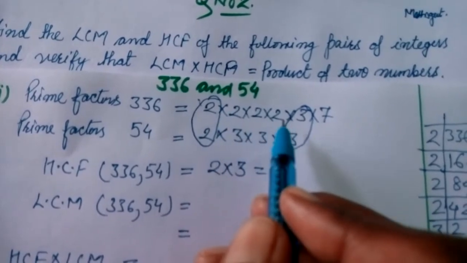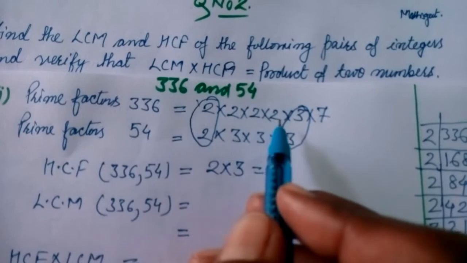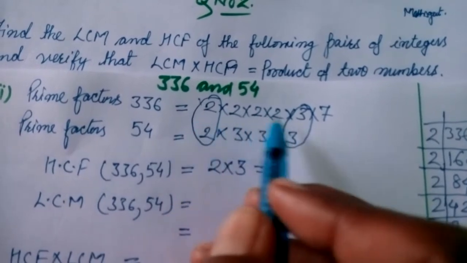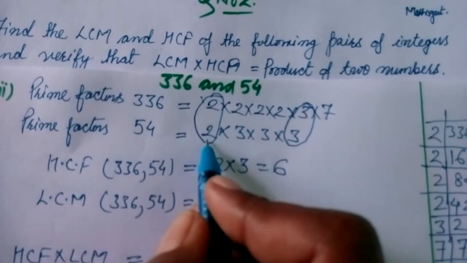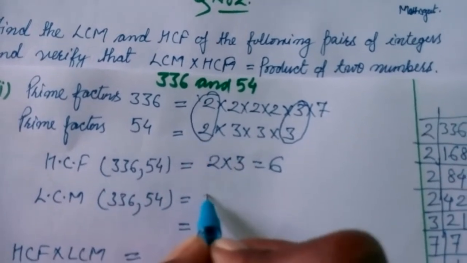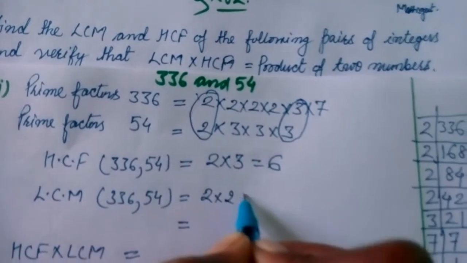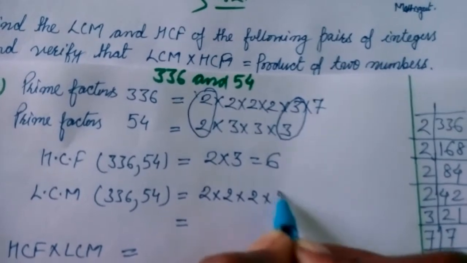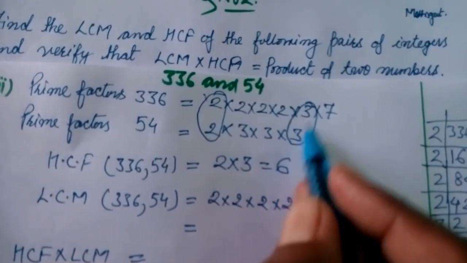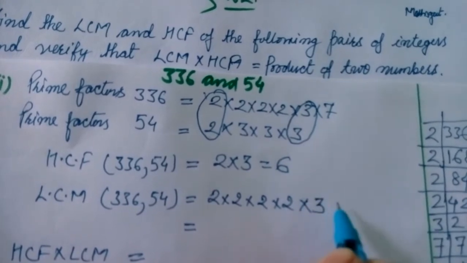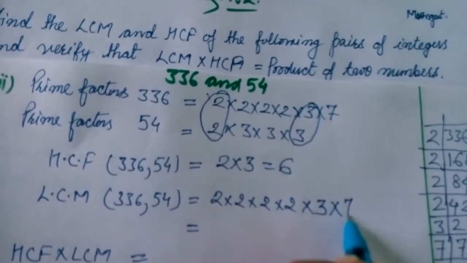What is the highest power of 2 here? You can see that in this number, the 2 is being multiplied 4 times. So we will take this and not take this 2. Okay, so it will be 2 into 2 into 2 into 2, multiplied by 3. 3 is only one time on both sides, so we will take 3 one time, and last is 7.